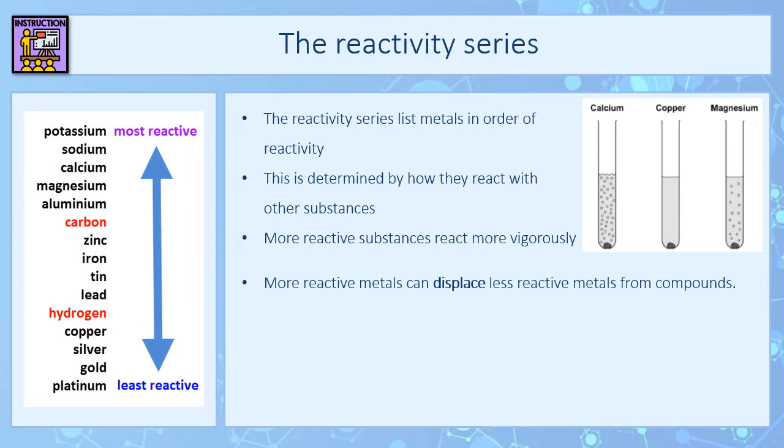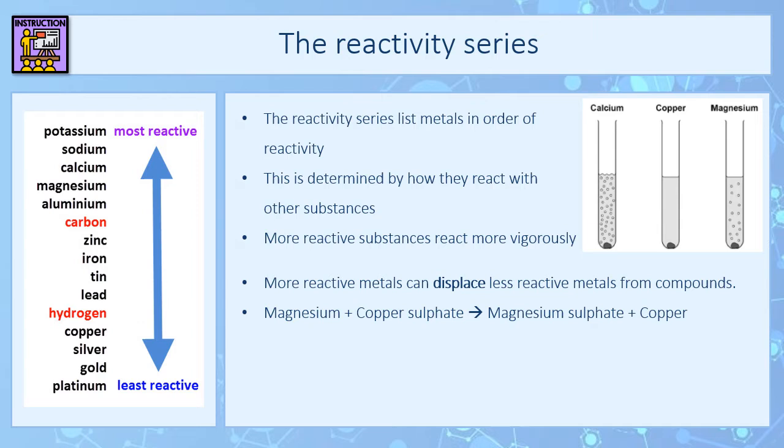Substances that are more reactive can displace less reactive metals from their compounds. So we see displacement reactions happening if we add a more reactive metal to a compound containing a less reactive metal. So here's an example. We've got magnesium being added to copper sulfate.